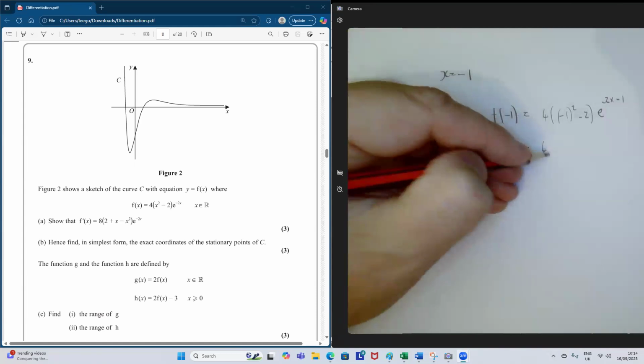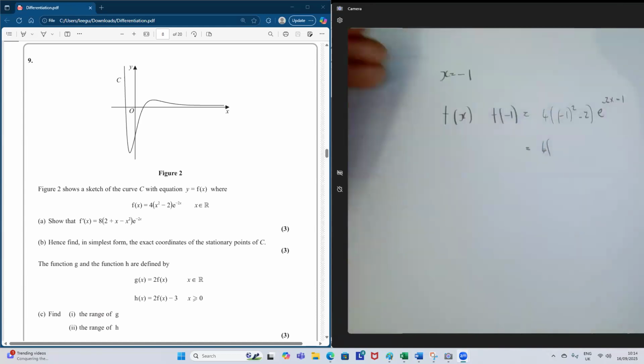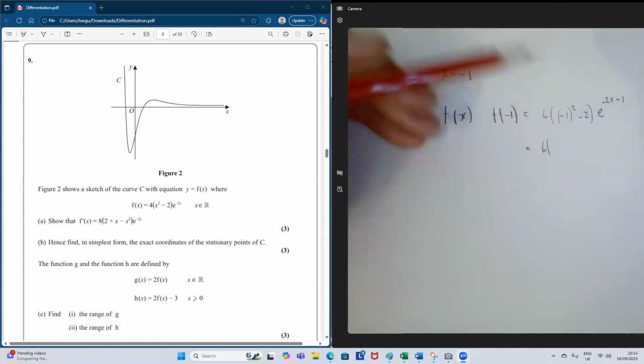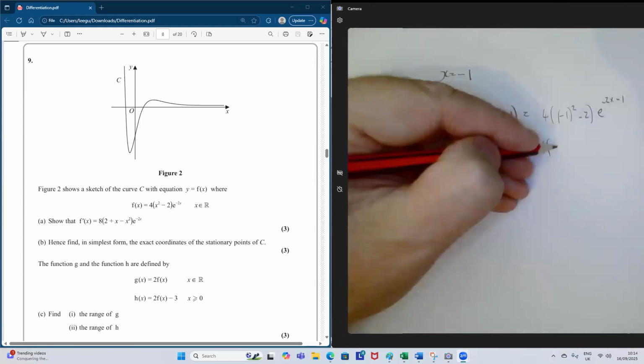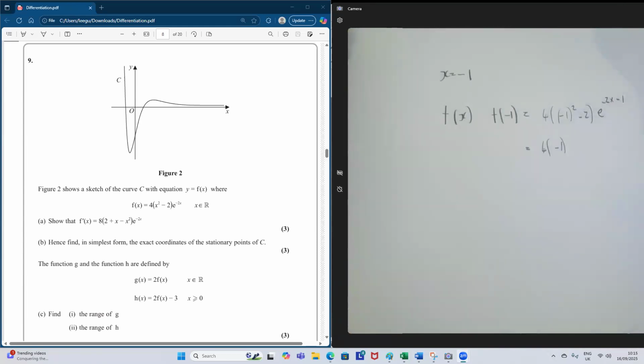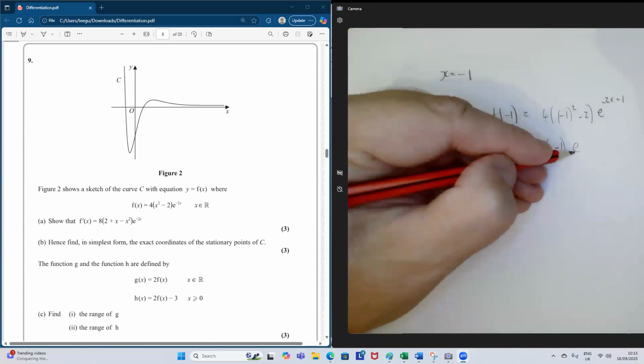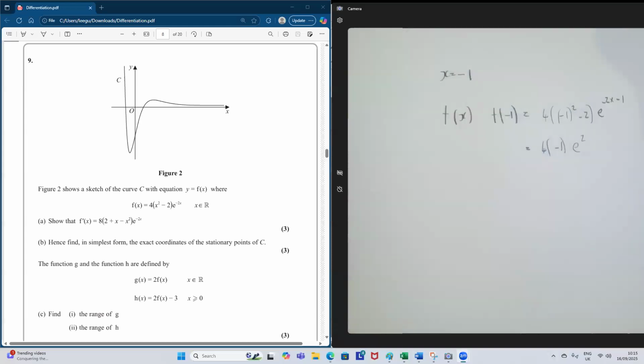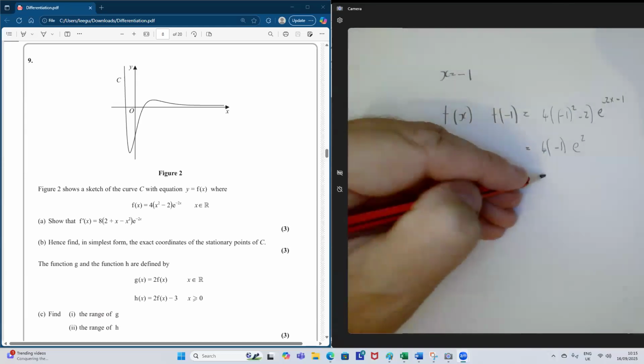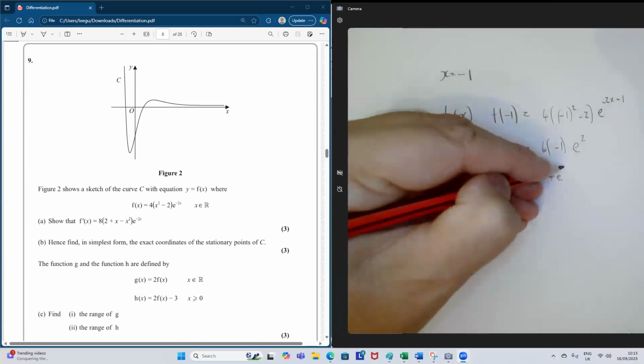So that is going to be 4 times minus 1 squared, which is plus 1, and then plus 1 take away 2 is going to be minus 1. So that is minus 1 there, and then that is times e to the, that's going to go to 2 there. So that gives us minus 4e squared.